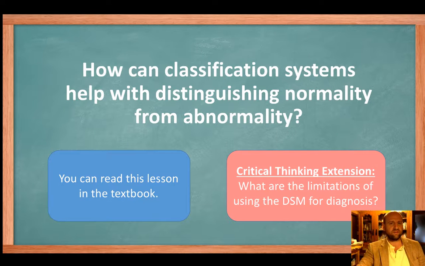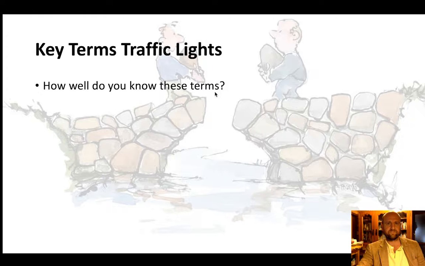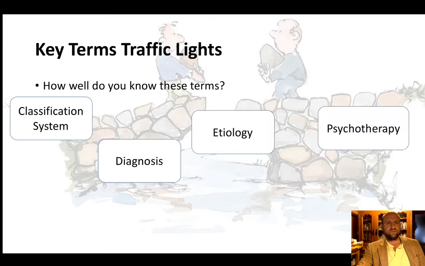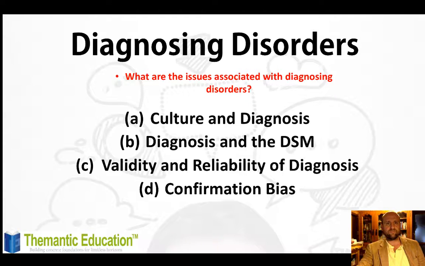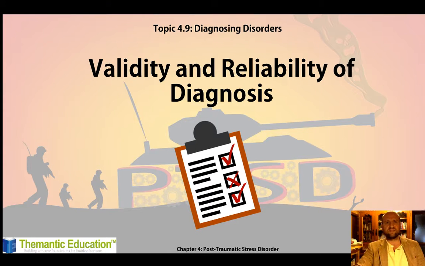That's what we want them to get. Hopefully, by the end of the activity, they'll be able to answer this guiding question about classification systems, and they'll use the textbook if they need it. Then we can use some traffic lights as a reflection to see how well they know these key terms. Next lesson, validity and reliability of diagnosis. That's the next one we're going to get into.